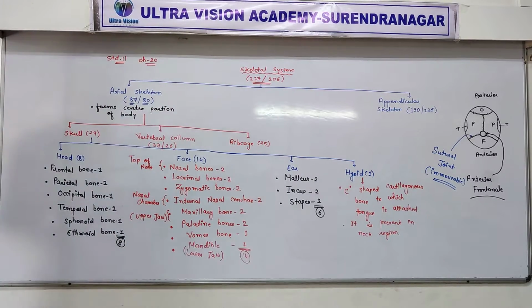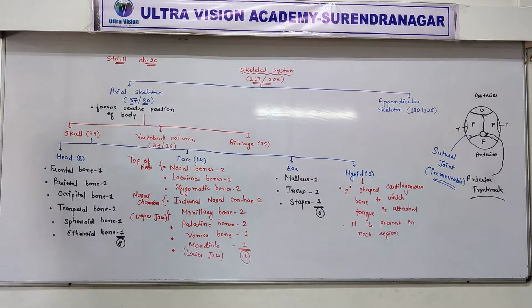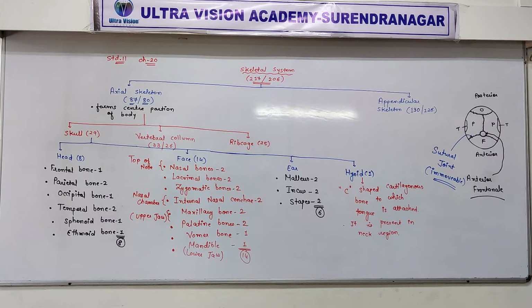Okay, it is a C-shaped cartilaginous bone, a very thin bone, which is present in our neck region, which gives the attachment to the tongue. Tongue is posteriorly attached. In human beings, the tongue is posteriorly attached, anteriorly free.